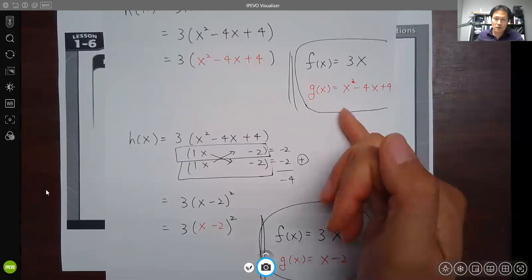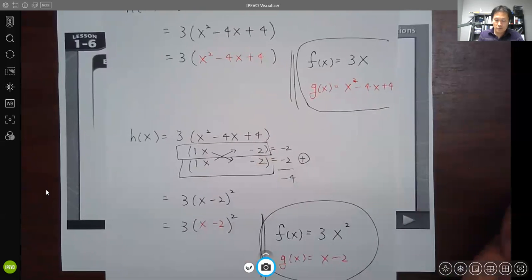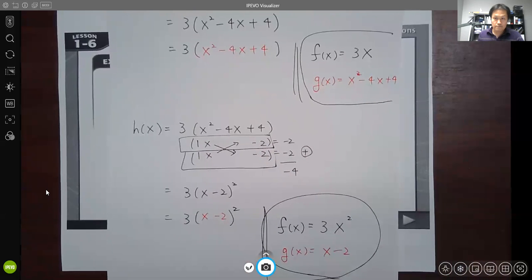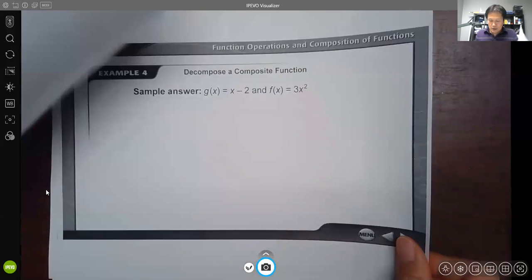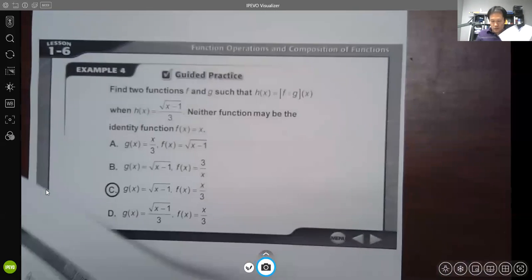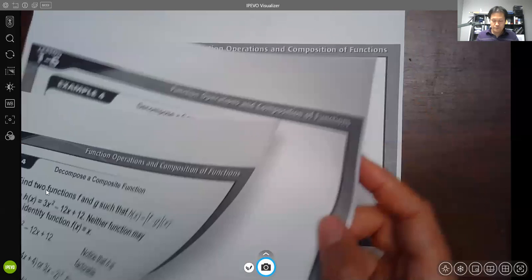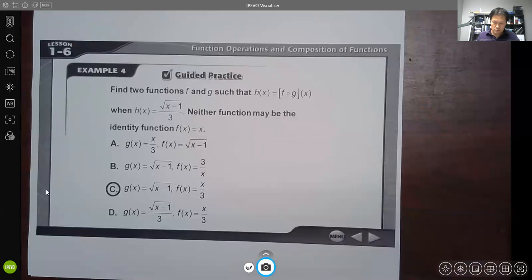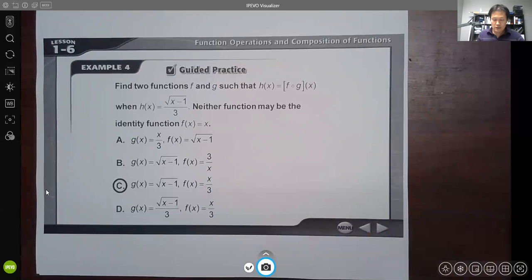I mean, definitely, this is a lot easier. You don't have to do any factoring, simple enough. But they did it this way. Okay, it doesn't matter which way. As long as you decompose it correctly, both work. Okay, pause the video, please. Then try this.